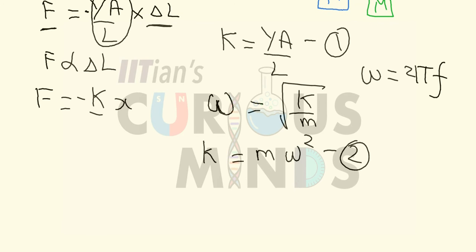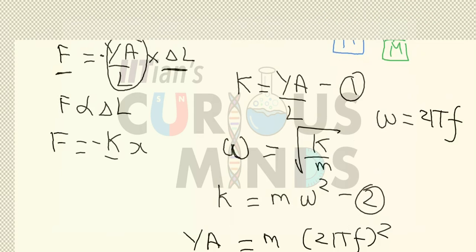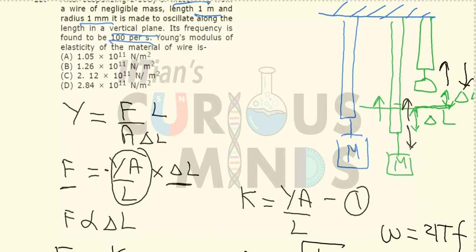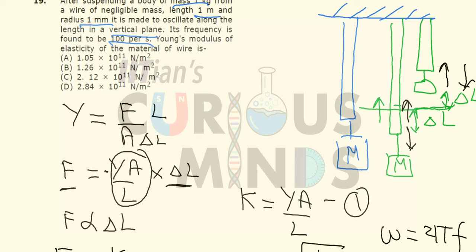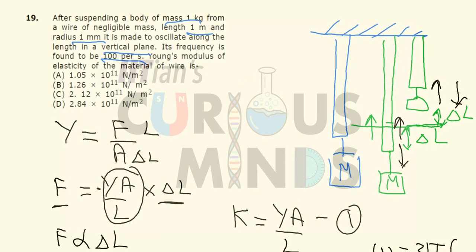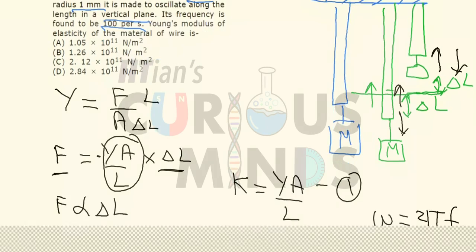Now let me substitute the value of K over here. It will be equal to YA divided by L. YA divided by L is equal to mass into omega square. Omega square can be written as 2 pi f the whole square. So let me substitute the values over here. The Young's modulus is given as, we have to find out the Young's modulus.